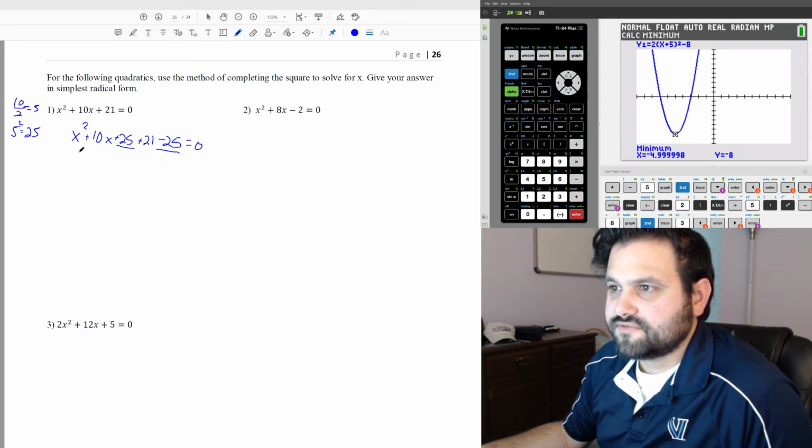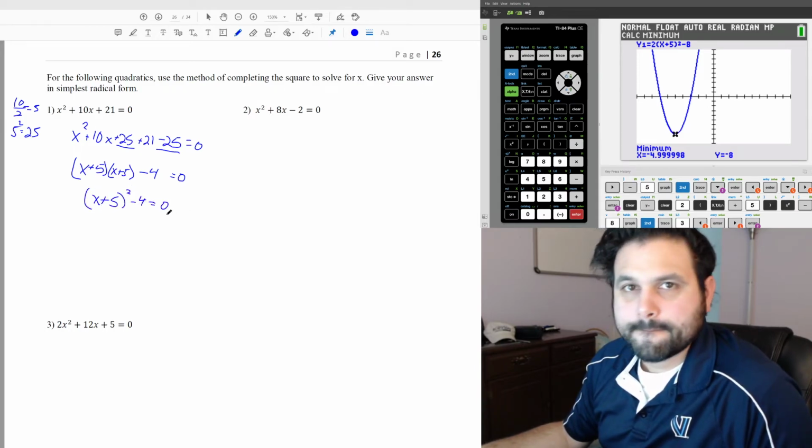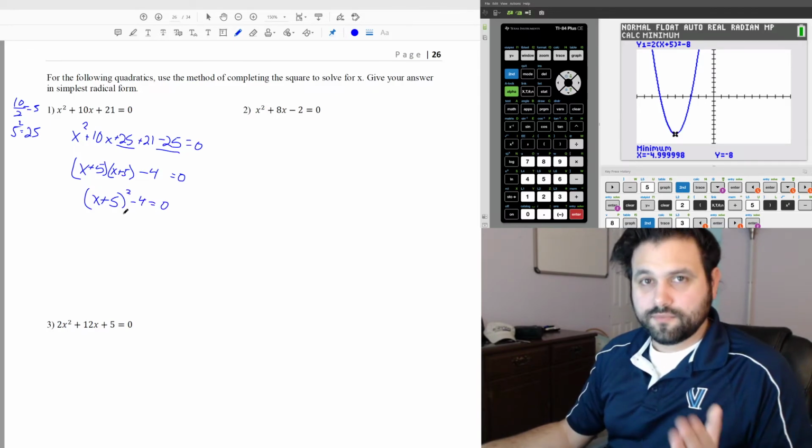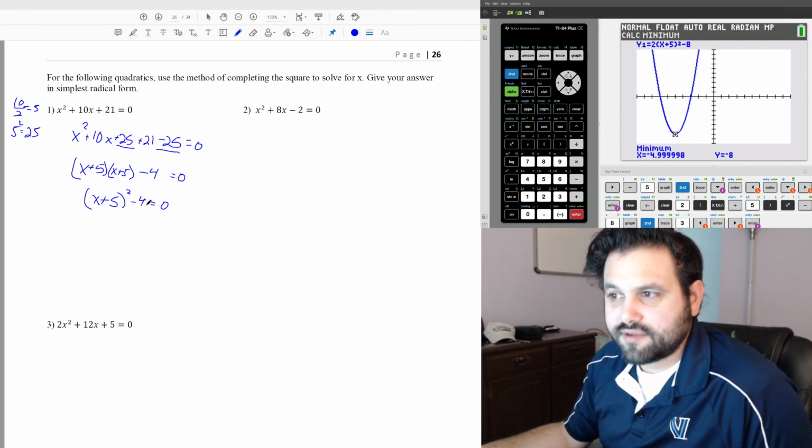Okay, now these first three can be factored into x plus 5 times x plus 5. And then these can be combined. I got a minus 4. Now I rewrite this in vertex form. And now we're done completing the square. Now we're going to solve this. So how do I get rid of a minus 4? Add 4 to both sides.